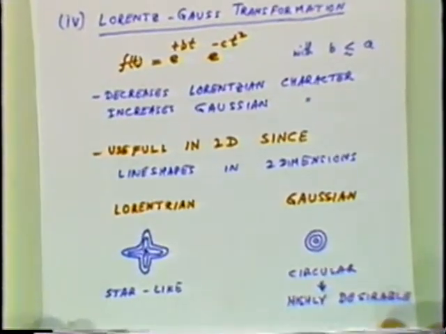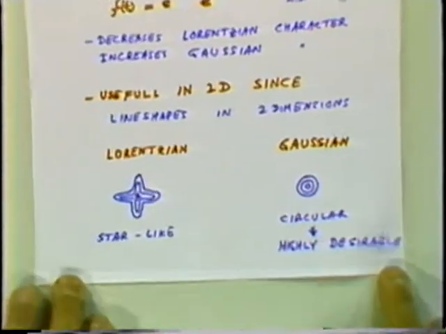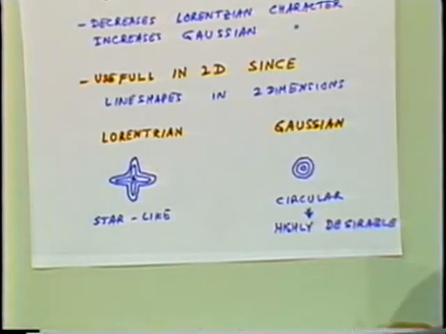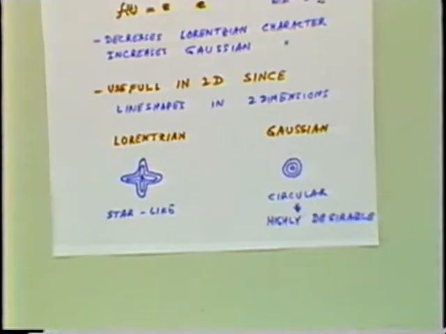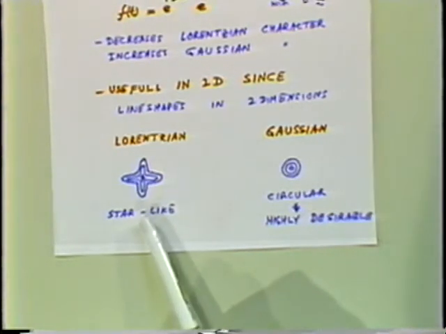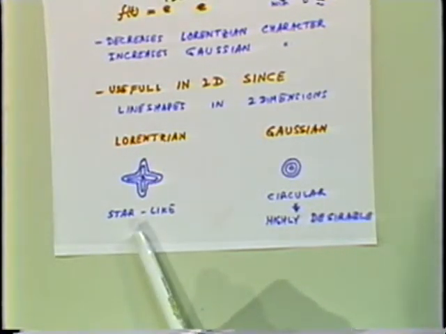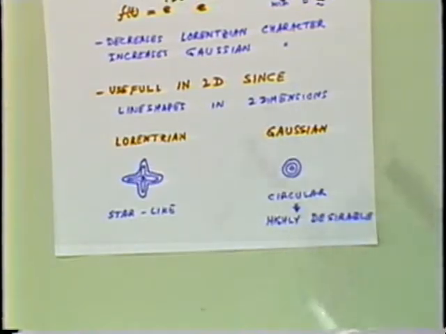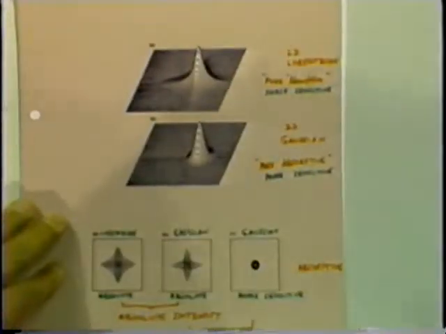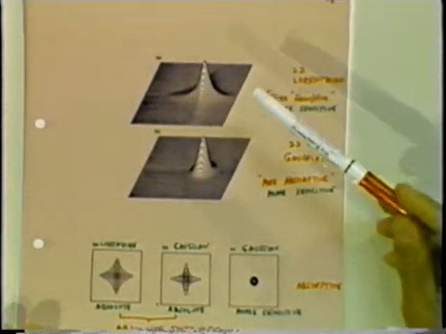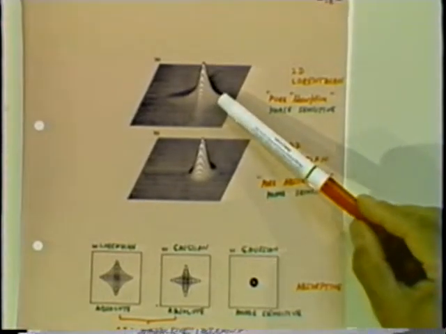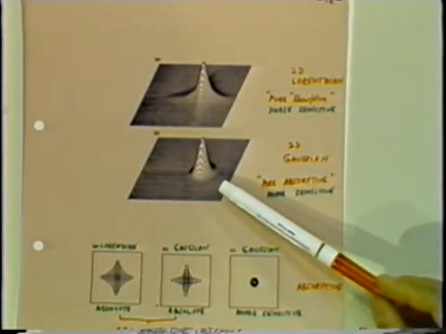The main reason for doing this is the shape of the signal, the phase of the signal in 2D. Of a Lorentzian signal it is star-like, while that of a Gaussian is circular. I show you here a calculated part of it. These are the calculated signals. This is a purely absorptive 2D Lorentzian. This is a purely absorptive 2D Gaussian.